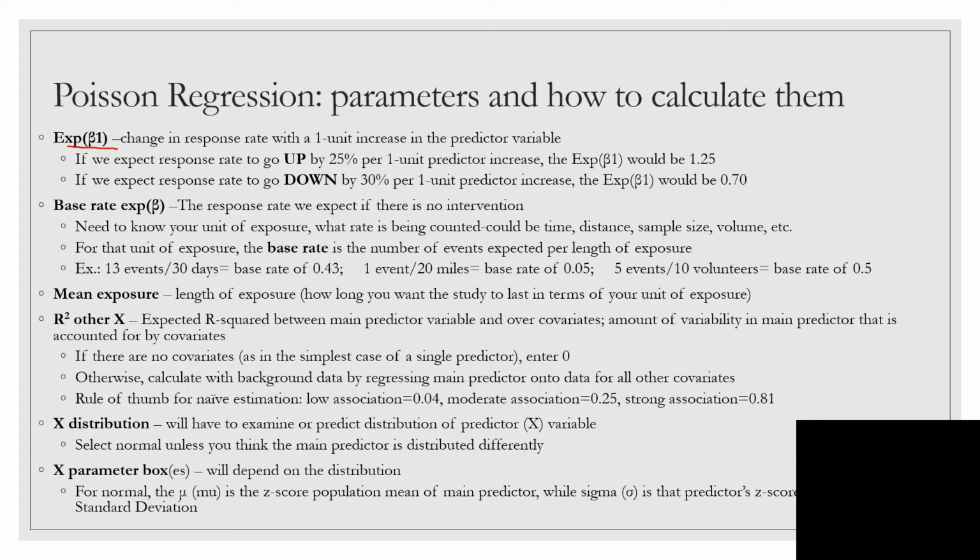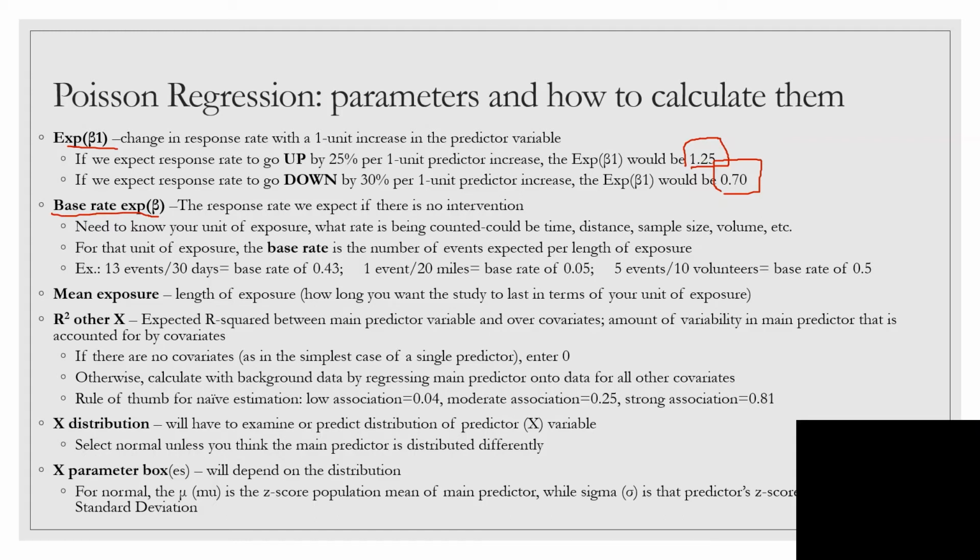For example, if we expect the response rates to go up by 20% per 1 unit predictor increase, this value would be 1.25. It's 25% over 1. If we expect it to go down by 30%, it's going to be 0.7. So this is essentially the change because of the effect, whereas the base rate is if there is no intervention, no treatment or whatever you're testing.